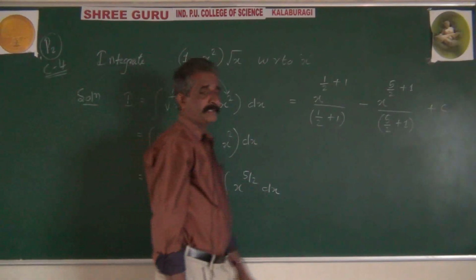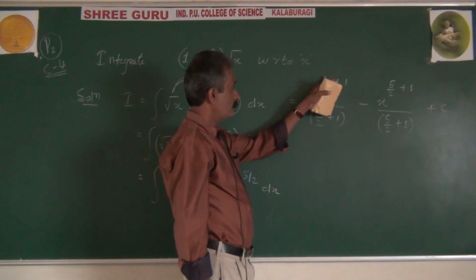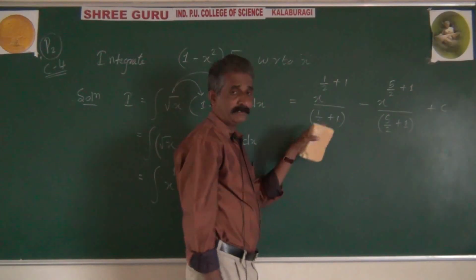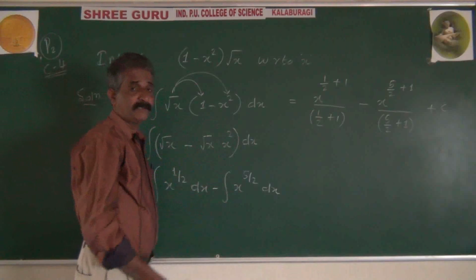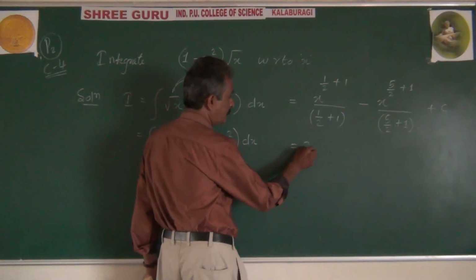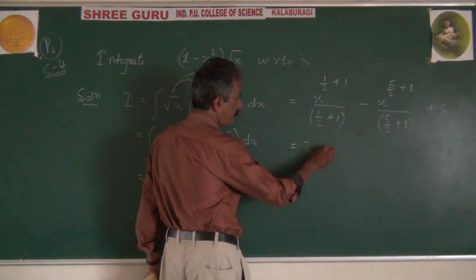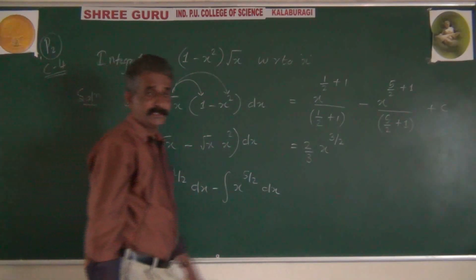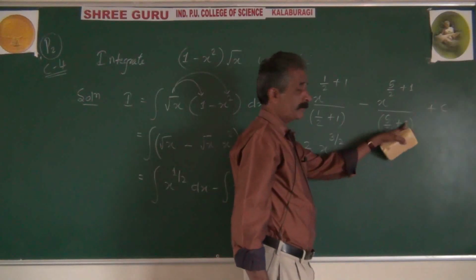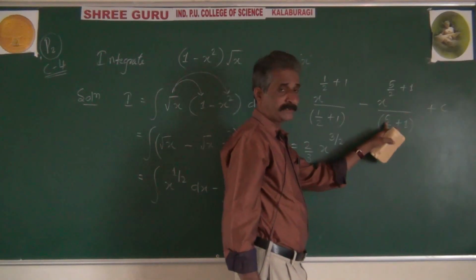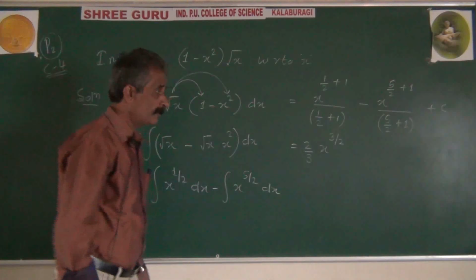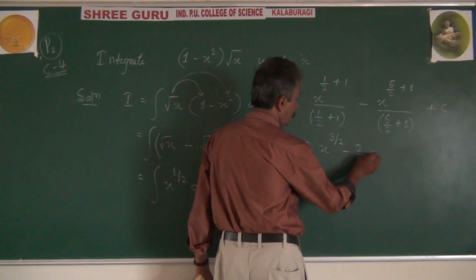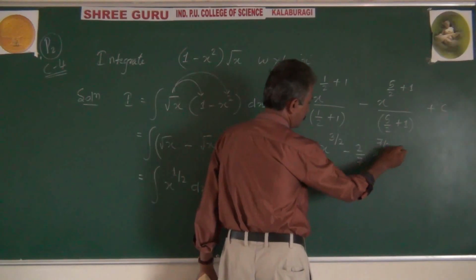Next step, just a simplification step. 1/2 plus 1 will be equal to 3/2, divided by 3/2 is the same as multiplying by 2/3. So 2/3 x^(3/2). And here 5/2 plus 1 means 2 into 1 is 2, 2 plus 5, 7, so 7/2. 1 by 7/2 will become 2/7, minus 2/7 into x^(7/2) plus constant.